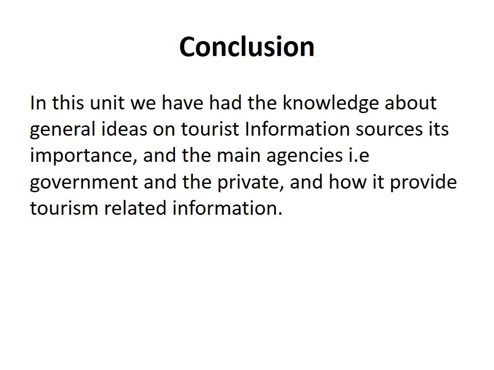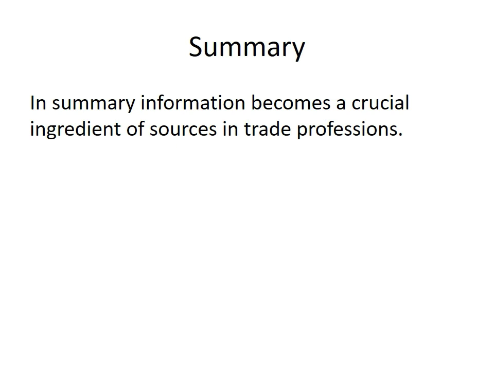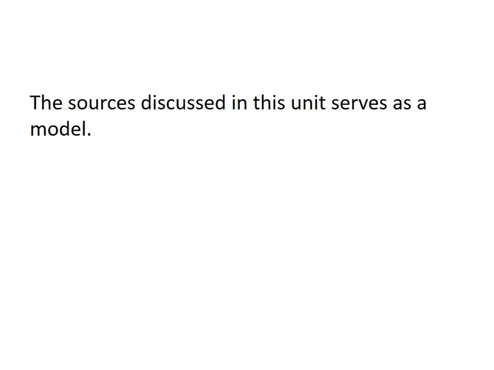In conclusion, we have discussed generally about the idea on tourist information sources, its importance, and the main agencies, which is the government and the private, and how these agencies provide tourism related information. In summary, information becomes a crucial ingredient of sources of trade in profession, either in tourism or in any other professions. The sources discussed in this unit serves as a model.